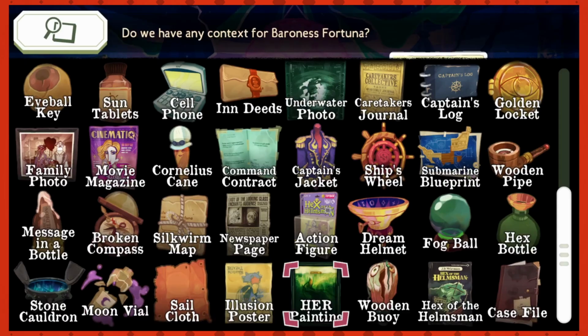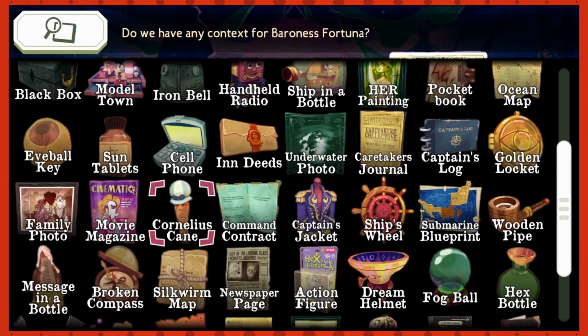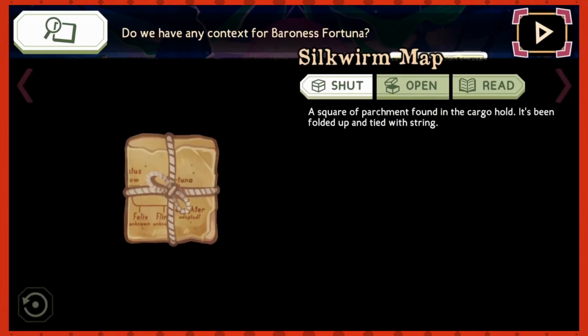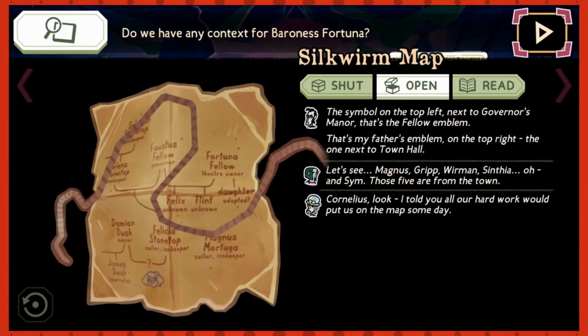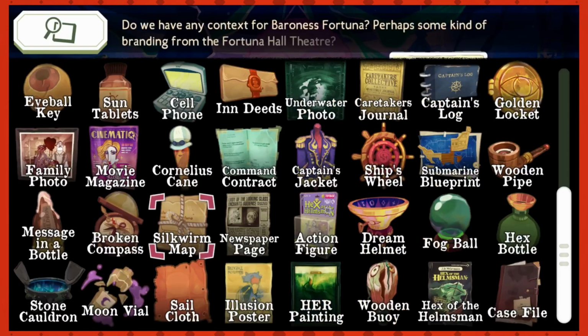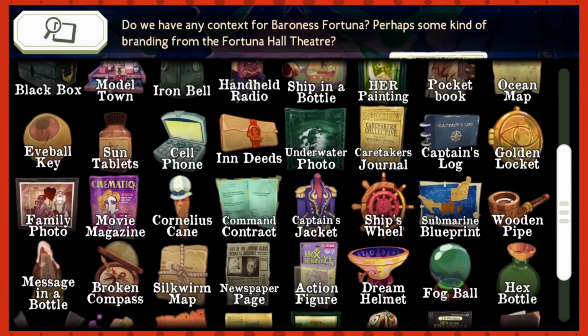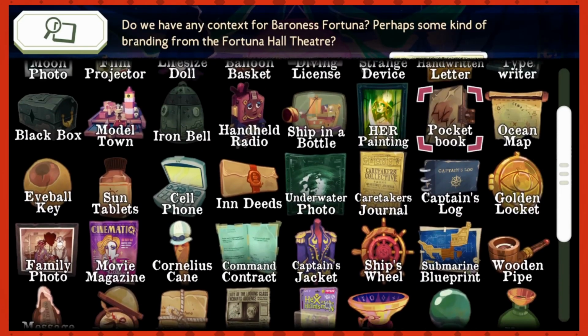Where else was Fortuna mentioned? We have the Silkworm map open. Her name is on it. But I don't think that's what they want either. They might actually mean the newspaper page. That's not it. Nope. Then where the hell else was she mentioned? I don't recall.